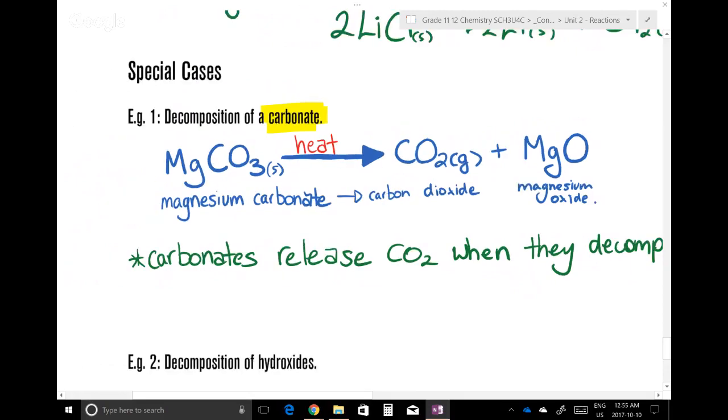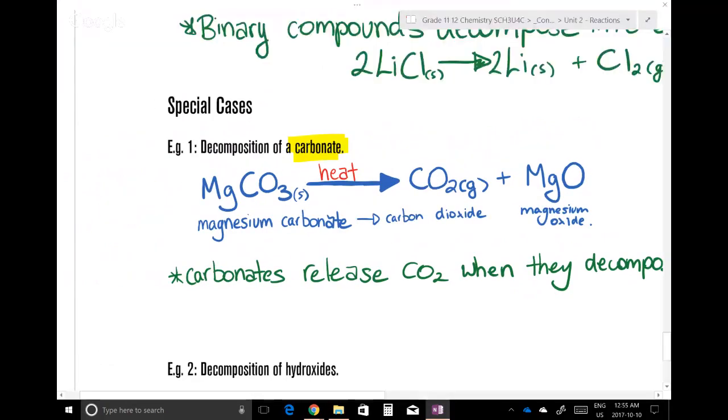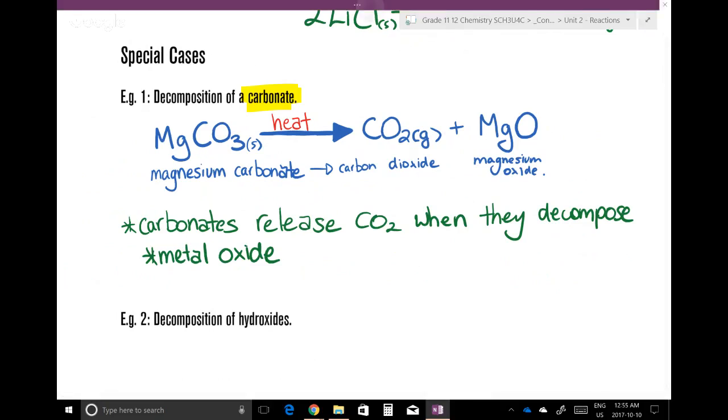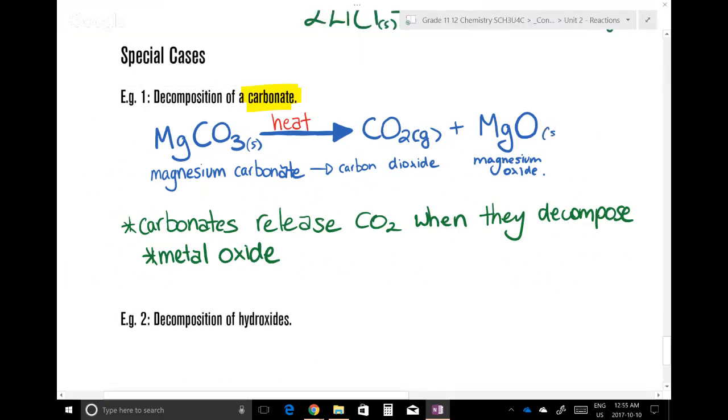So here's what I want to mention. This is another case where a metal oxide forms. When you decompose a carbonate, you get CO2 and you get a metal oxide. And if you remember, those metal oxides, when they dissolve in water, will give you a base. So if we took that magnesium oxide and dissolved it in water, it would give us magnesium hydroxide, a base. We're going to do this in our lab, which is why I want you to know this specific example. So when carbonates decompose, we get CO2, and we're left with a metal oxide.